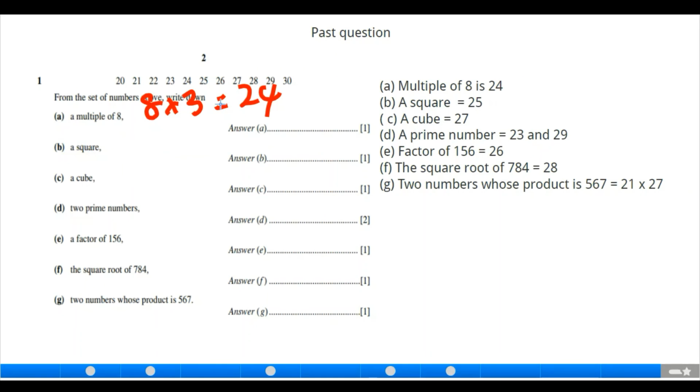Now let's look at the next one, a square. What is a square that we can find here? A square that we can find here is 25. By the time we multiply 5 by 5, 5 multiplied by 5 will give us 25. So the square that we can find there is 25.